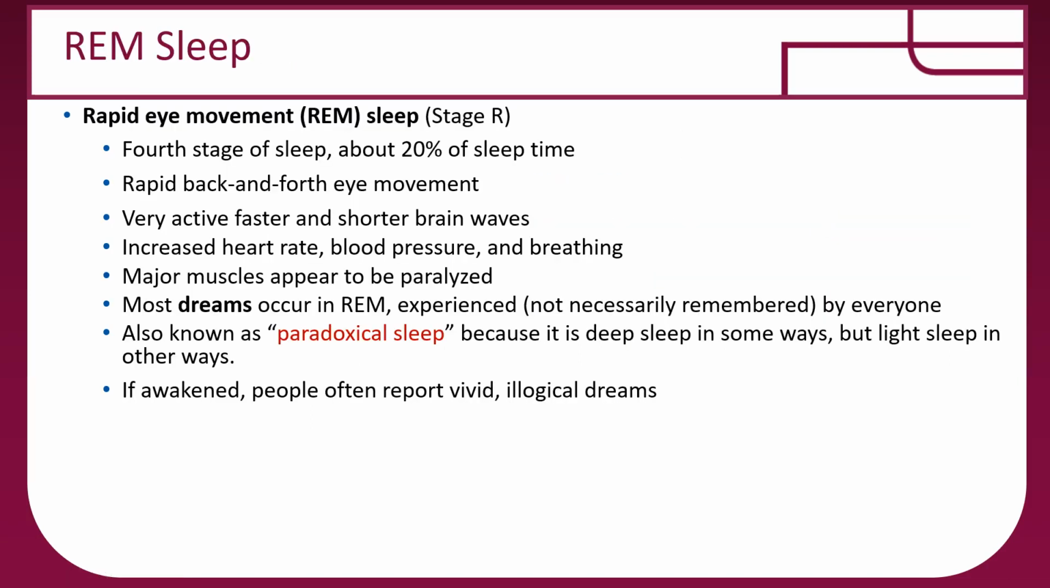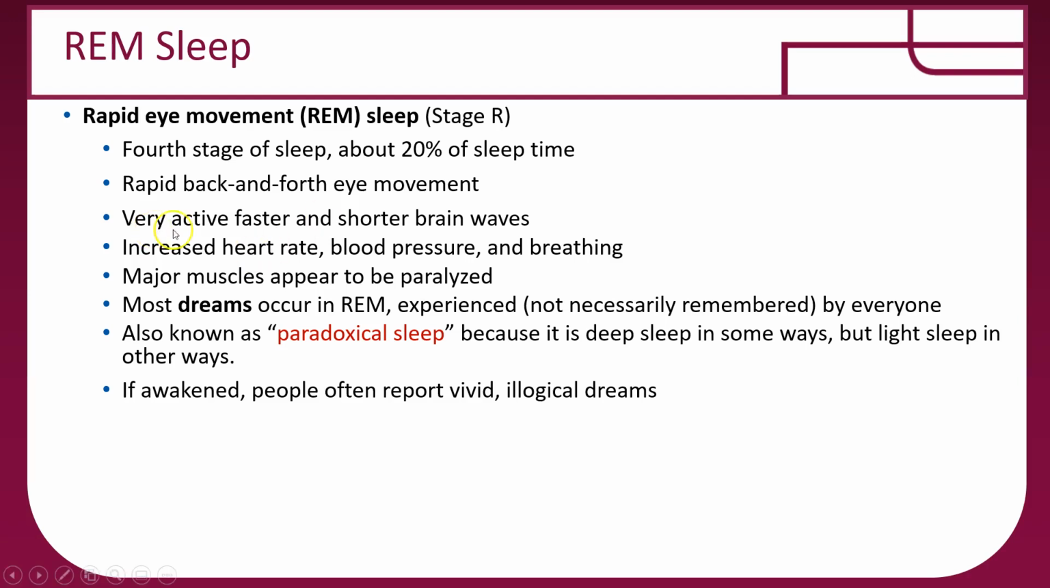So what is REM sleep, or rapid eye movement sleep? We call this stage R. It's our fourth stage of sleep. About 20% of your sleep time is spent in REM sleep. What's happening is that you have rapid back and forth eye movements. And you may have noticed this if you have ever seen somebody sleeping, and you see their eyes moving back and forth under their eyelids. That person is in REM sleep.